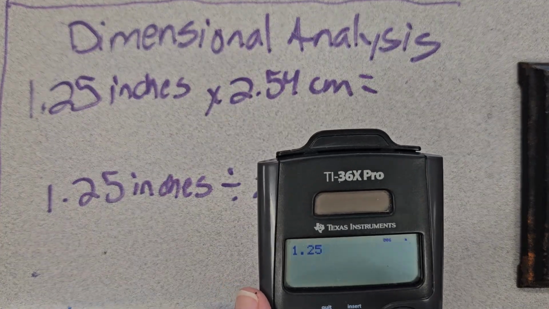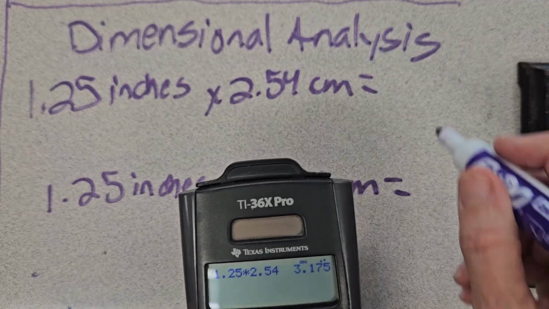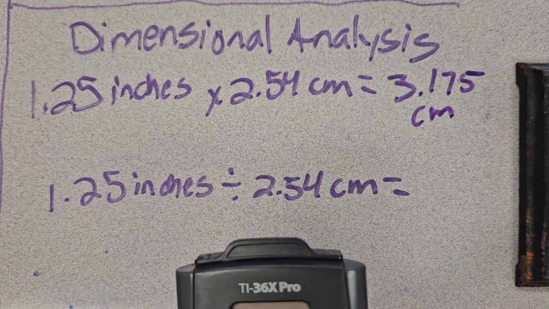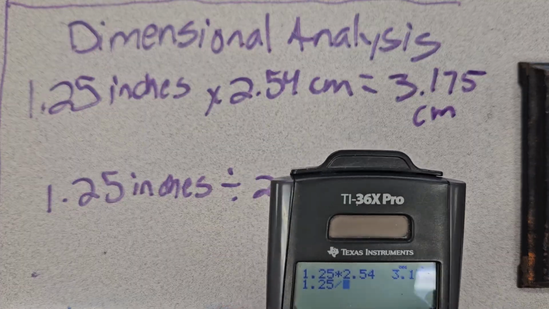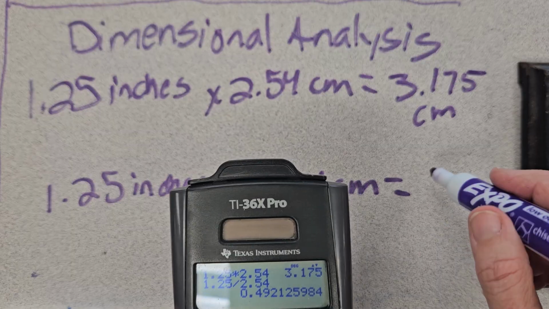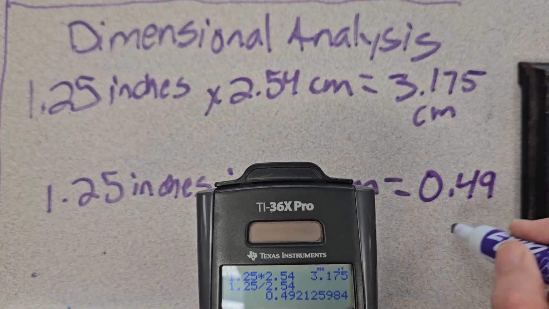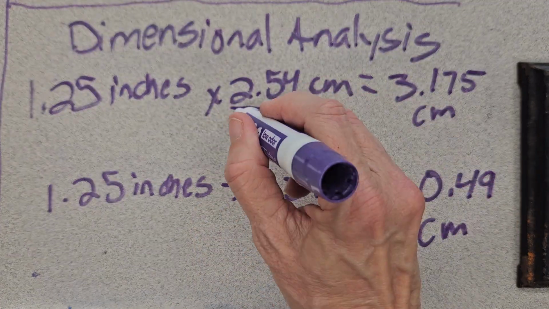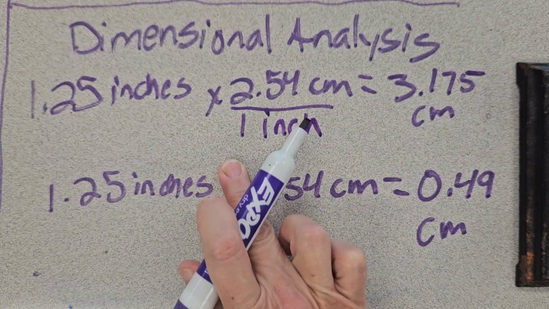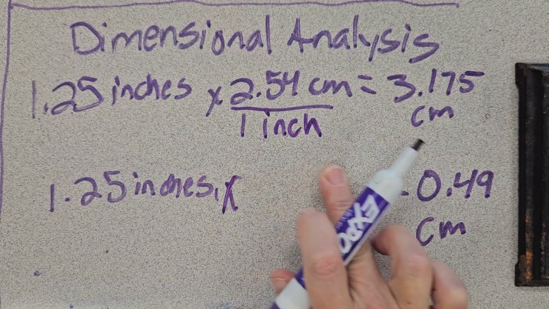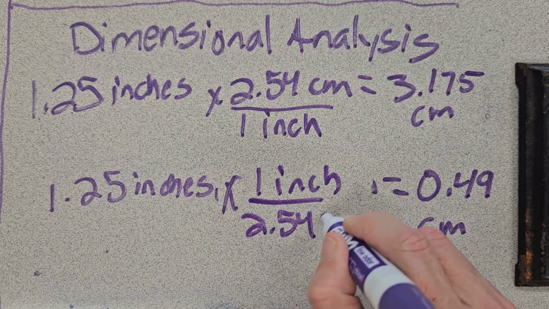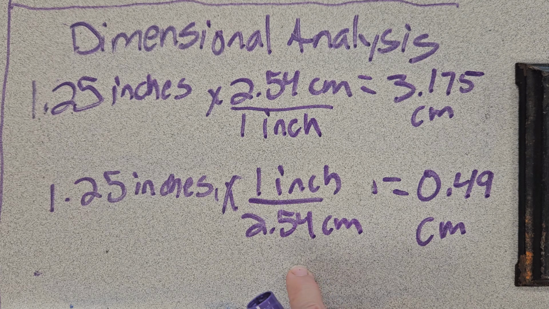We have 1.25 times 2.54, so that is going to give us 3.175 centimeters. Or we have 1.25 divided by 2.54, which is going to be 0.49 centimeters. That's a huge difference. So how do we know which one is correct? Well, if you're doing dimensional analysis, you would have said 1 inch and just written that same 2.54 centimeters on the bottom. Remember, if something is on the bottom, you're dividing.